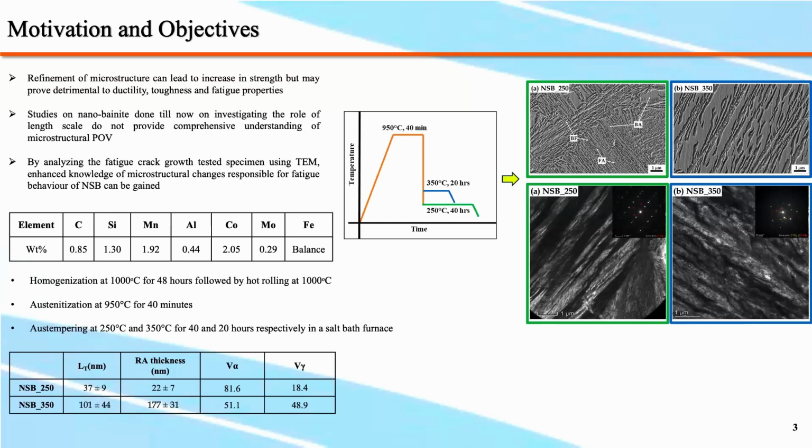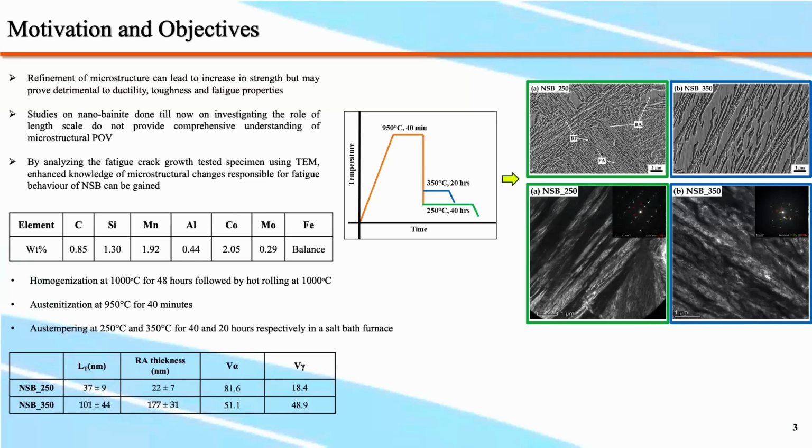Once the rolled steel block was there, we parted it into two blocks. Both blocks were then austenitized at 950 degrees Celsius for 40 minutes. And then we austempered, or isothermally transformed, one of the blocks at 250 degrees Celsius and the other at 350 degrees Celsius, for 40 and 20 hours respectively. These are the corresponding microstructures that we obtained for the two heat treatment conditions.